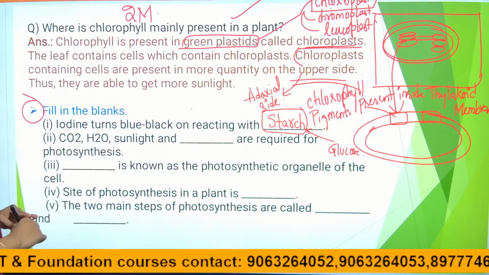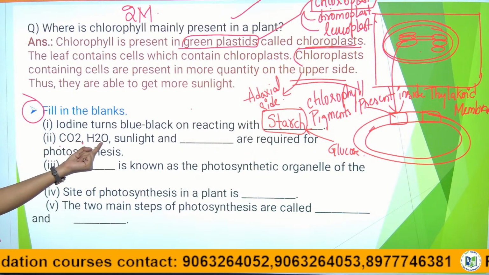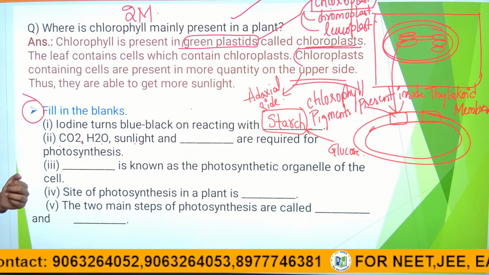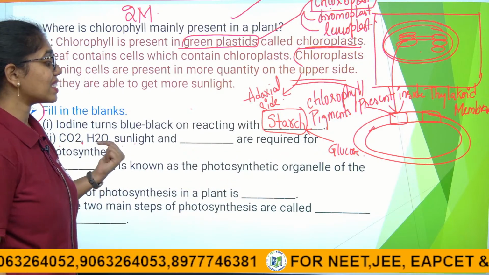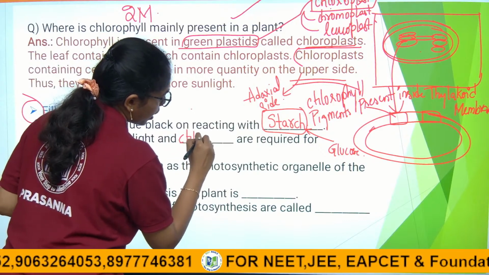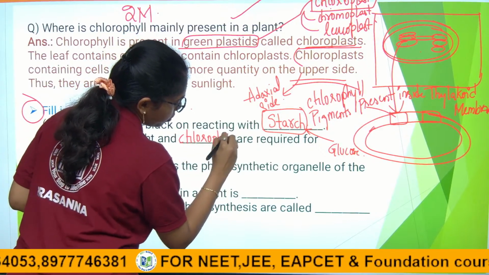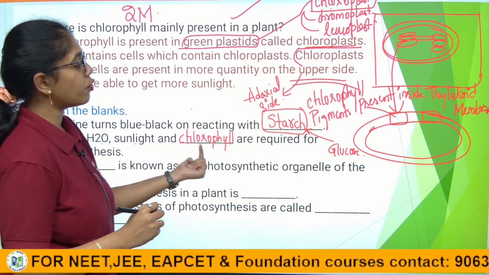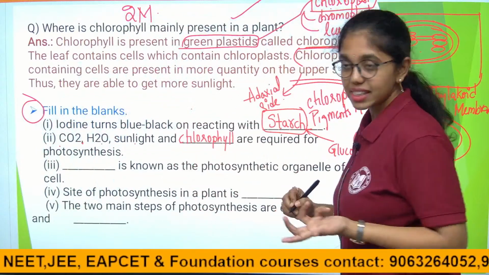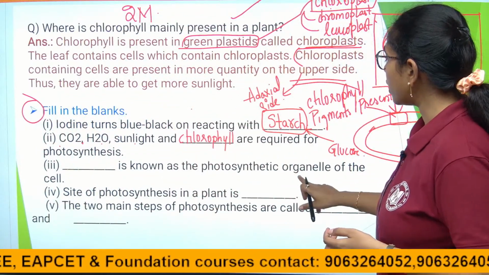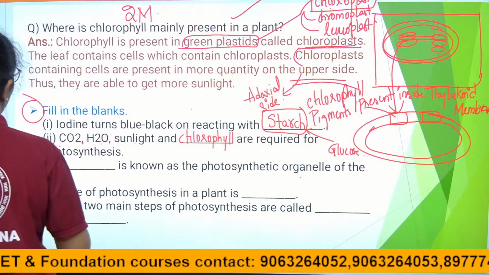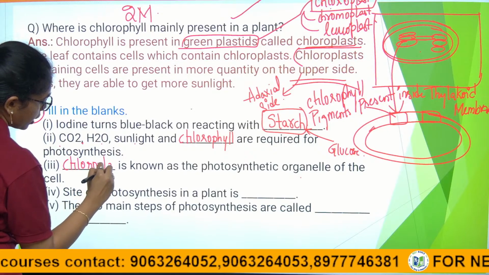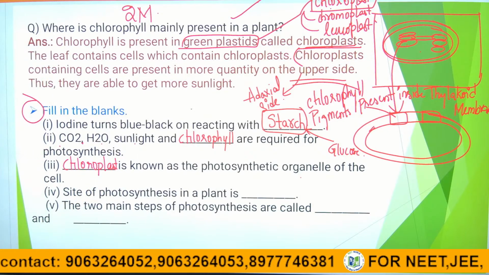Clear? Second question, if you see, carbon dioxide, water, sunlight and dash is required for photosynthesis. Carbon dioxide, water, sunlight and chlorophyll, the pigment, are required for the process of photosynthesis. Dash is known as the photosynthetic organelle of the cell. What is the photosynthetic organelle of the cell? The photosynthetic organelle of the cell is chloroplast, right?